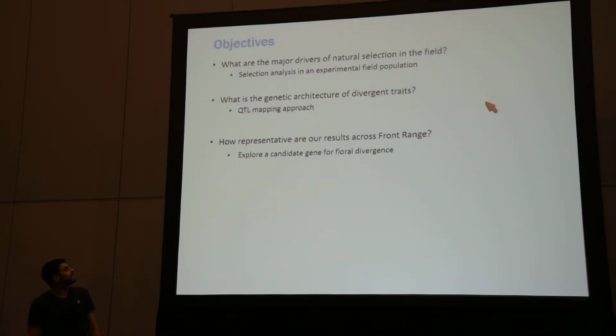With that, my main questions with these data sets were: what are the major drivers of selection acting on floral divergence in this hybrid zone? For this, I'll present a very brief selection analysis. Next, what is the genetic architecture of some of these traits that are showing floral divergence? For that, I'll be presenting a QTL mapping approach. And then finally, how representative are these results across the entire Front Range? Here I'm going to talk about a candidate gene that we think is potentially involved in floral diversity in this subspecies pair.